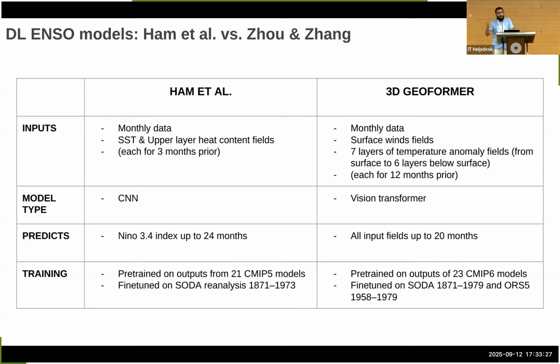So we don't have to do that, right? Because the CMIP6 model data is already out there. We just need to download it. We just need to download the CMIP6 data and train our model on that.